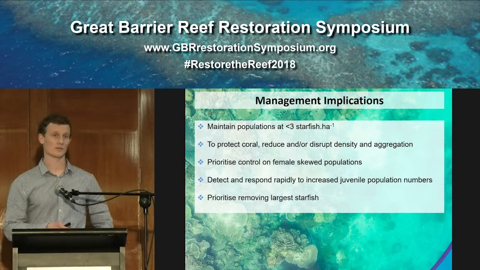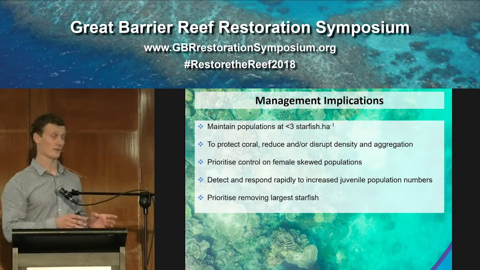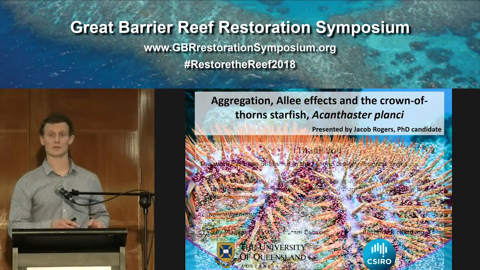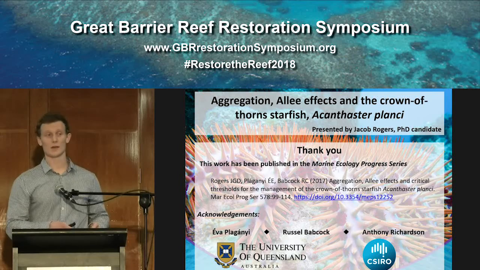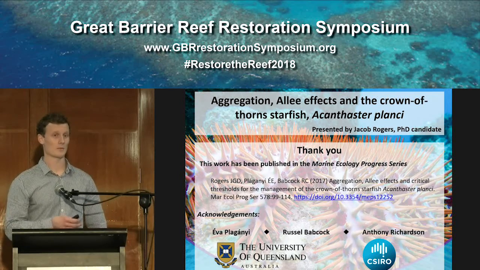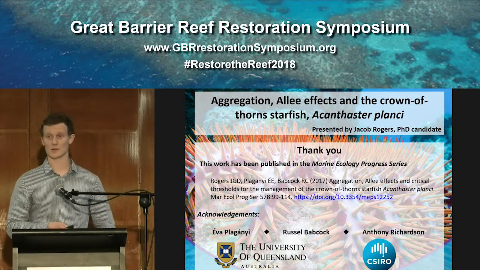From here, I would like to include these Allee and aggregation dynamics into broader population dynamics models and have a look at finer scale trophic interactions, so things like habitat, prey, predator abundance and how that interacts with starfish aggregation.